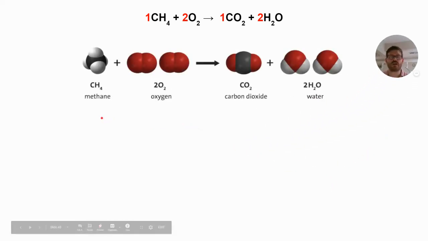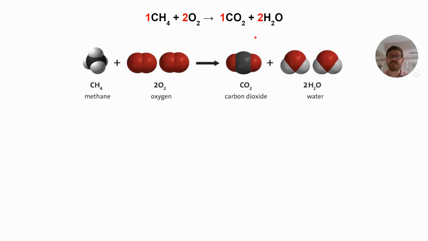So here we take a look at it. If we draw it out and look at the molecules, we see what this means as far as the coefficients here. Remember, this means that we could have one methane molecule combining with two oxygen molecules to produce one carbon dioxide molecule and two water molecules. These coefficients represent a ratio. This is the most simple ratio.